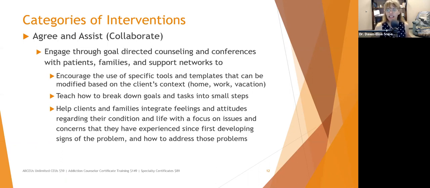Help clients and families integrate feelings and attitudes regarding their condition and life, with a focus on issues and concerns they've experienced since developing the signs of the problem and how to address those problems. So, yeah, there might be a lot of psychodynamic stuff that they've got to do. But in terms of addressing this condition in this particular setting, what we're talking with clients is, since you've developed this condition or realized that you had it, or developed the symptoms, how has it impacted your life and your relationships, and what can you do to address them so you can have the highest quality of life?